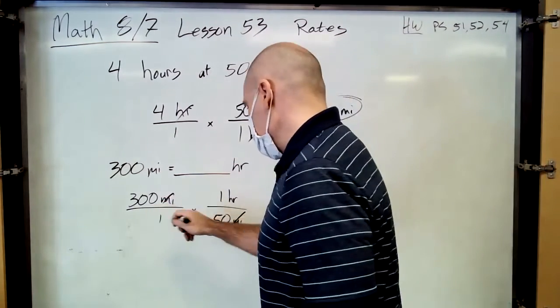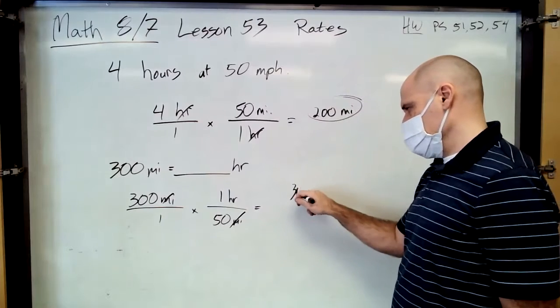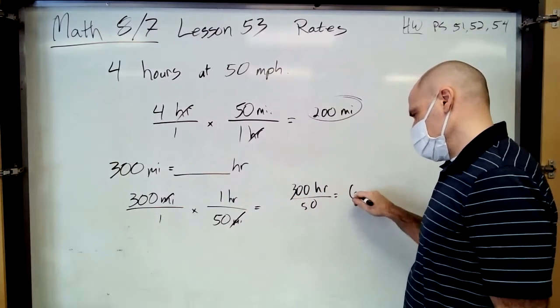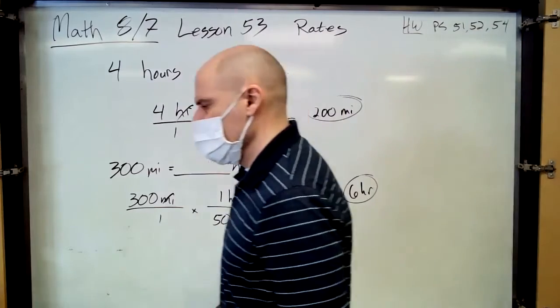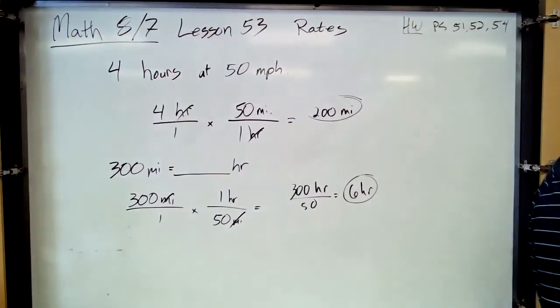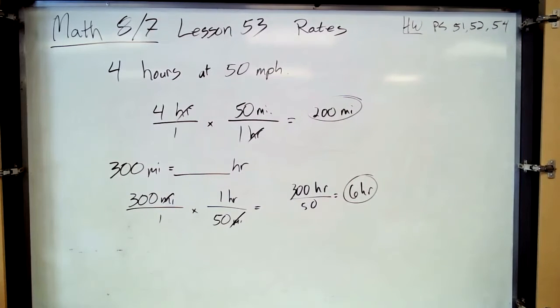So now what kind of math is this? 300 hours divided by 50. Well, that's just 6 hours. Okay? So unit multipliers don't just work with length and stuff like that. You can use them for pretty much any rate or ratio.